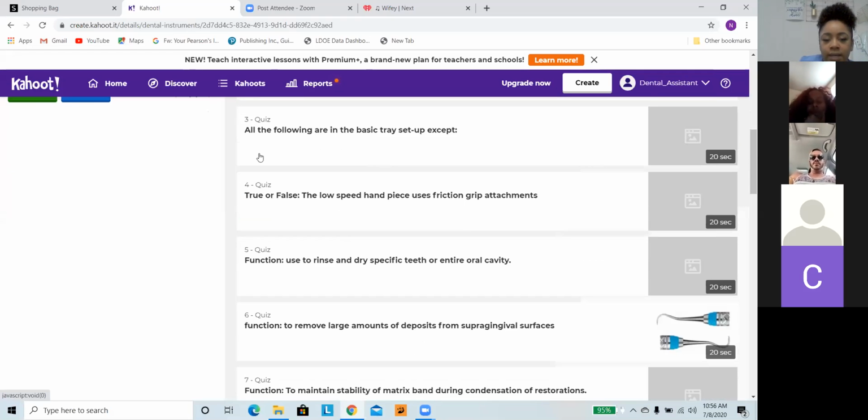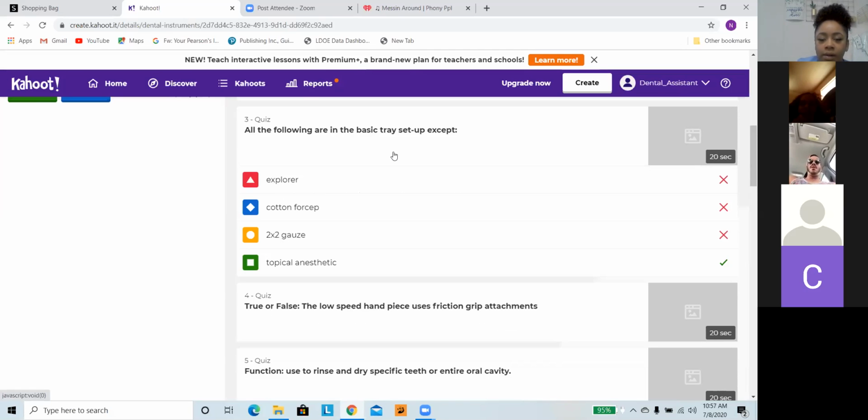All right, the next one says, all of the following are in the basic tray. So what are some instruments that are on our basic tray? We've got the mouth mirror, explorer, pliers, saliva ejector, syringe capping device, air water syringe tip. Yes, all those things. So let's see what options they give us. Explorer, cotton forceps, 2x2, and your topical anesthetic.